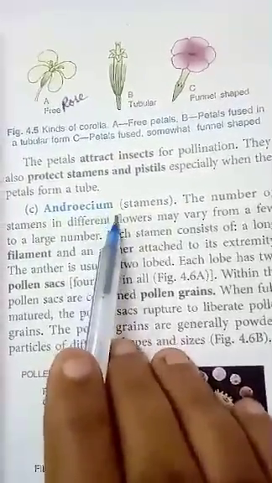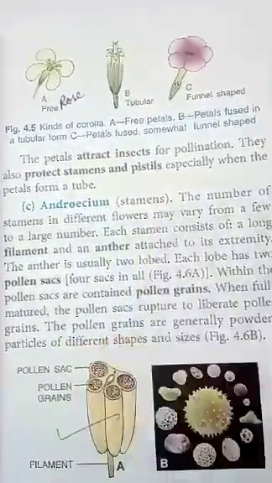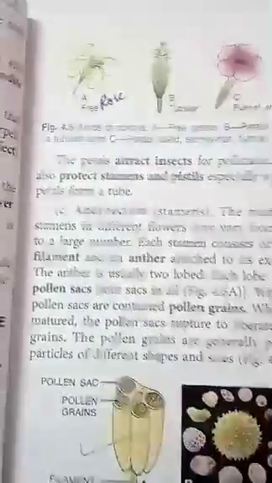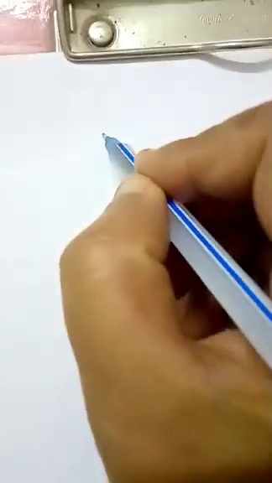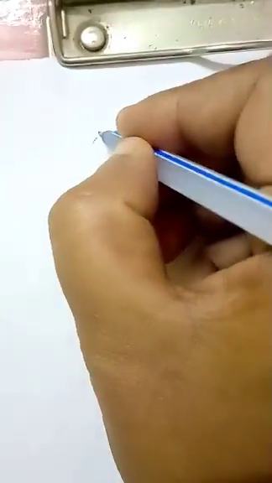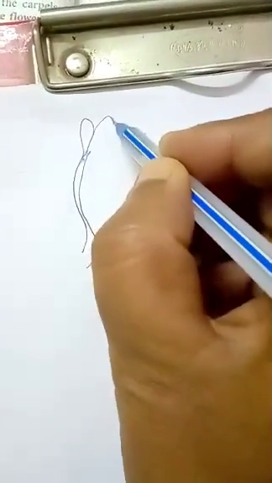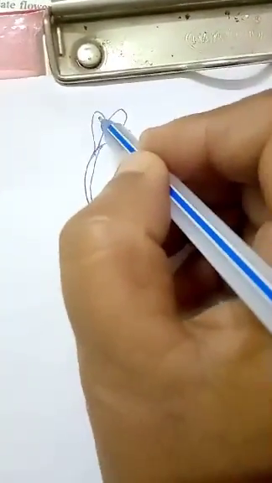Androecium, this is the third whorl of the flower, the male reproductive part, that is the stamen. Its parts are filament and anther. If you see the androecium structure, it is like this. This is the tube-like filament, and here you can see there is a bilobed anther. Each lobe of anther consists of 2 pollen sacs.